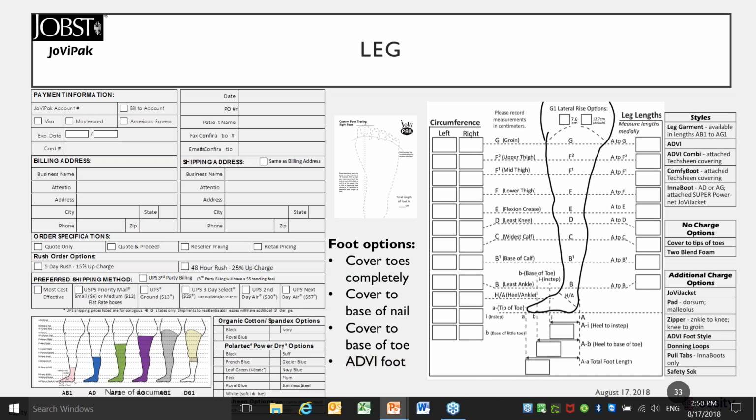Okay, and make sure that you ask for a JoVi Dyson pad. That's going to be very important. And order your JoVi jackets at the same time.